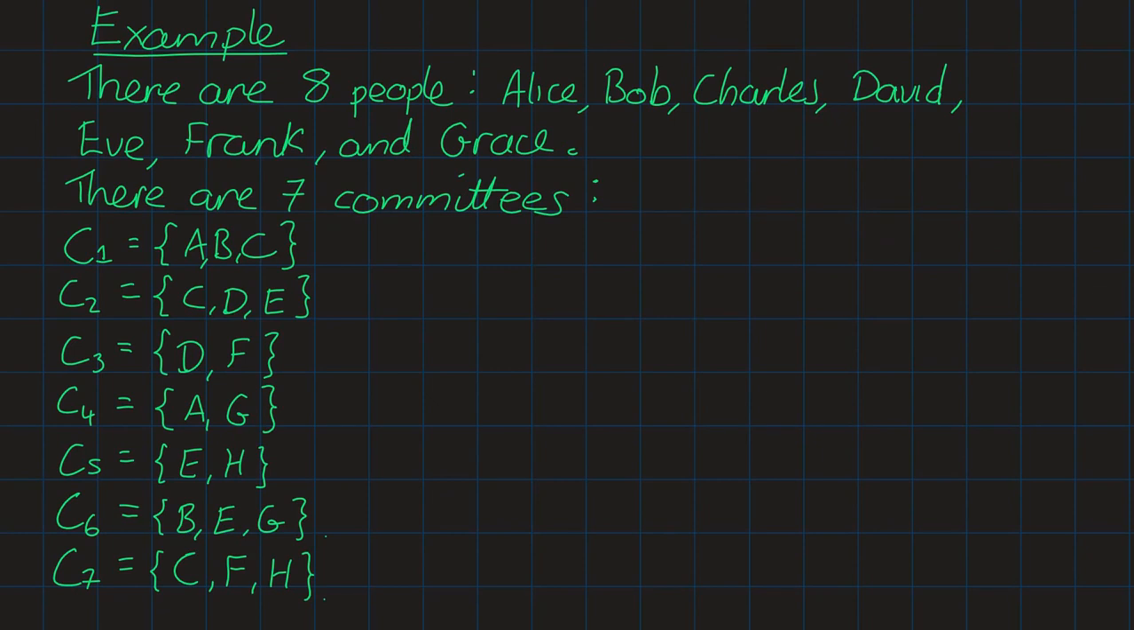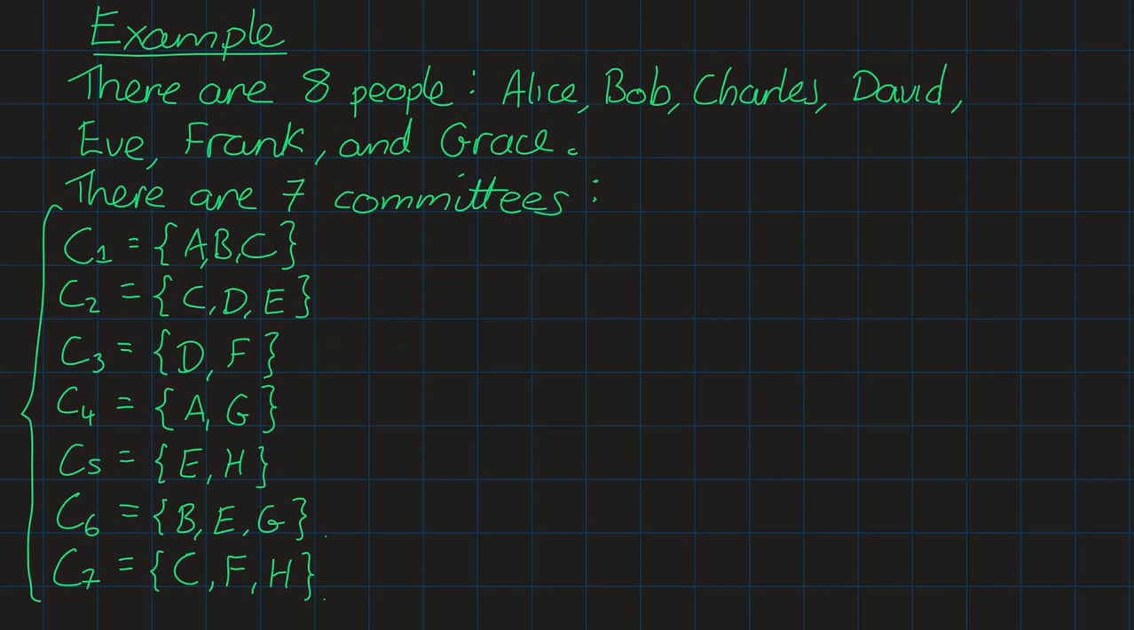Here's an example. There are 7 people: Alice, Bob, Charles, David, Eve, Frank, and Grace. I'll just call them A, B, C, D, E, F, G. And there are 7 committees. Here are the committees right here. Committee 1 consists of Alice, Bob, and Charles. That means that for Committee 1 to meet, they need Alice, Bob, and Charles there. Committee 2 consists of Charles, David, and Eve. Committee 3 is David and Frank, and so on.